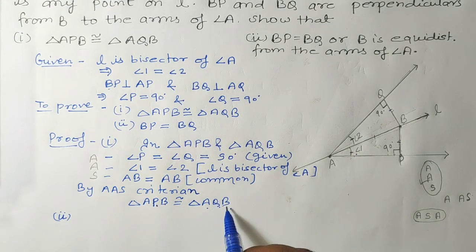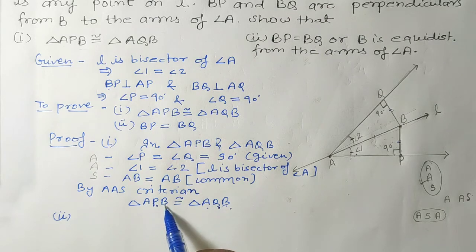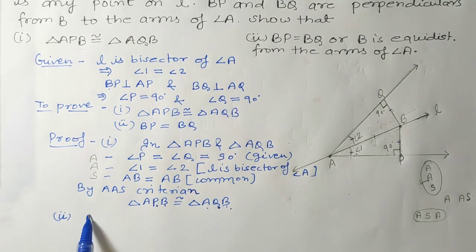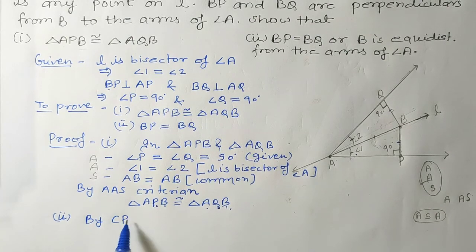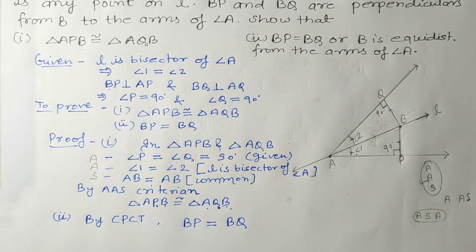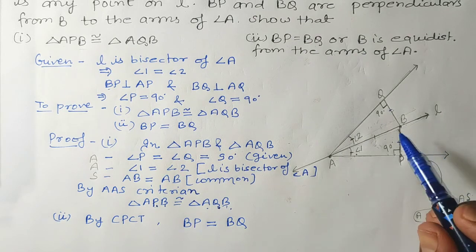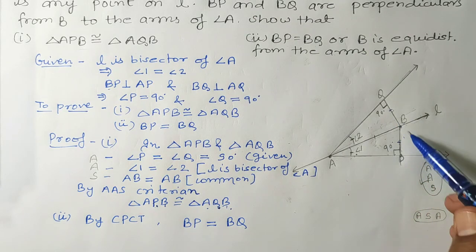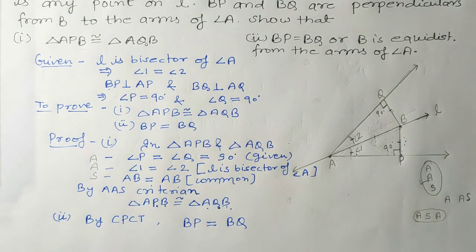Okay, and here BQ is what? Third and second letter. Means these will be the corresponding parts of the triangle. Okay, third and second letter is BP, and here third and second letter is BQ. So we can write directly that by CPCT, BP is equal to BQ. And we can also see in the figure that these two sides are corresponding sides of the triangles.